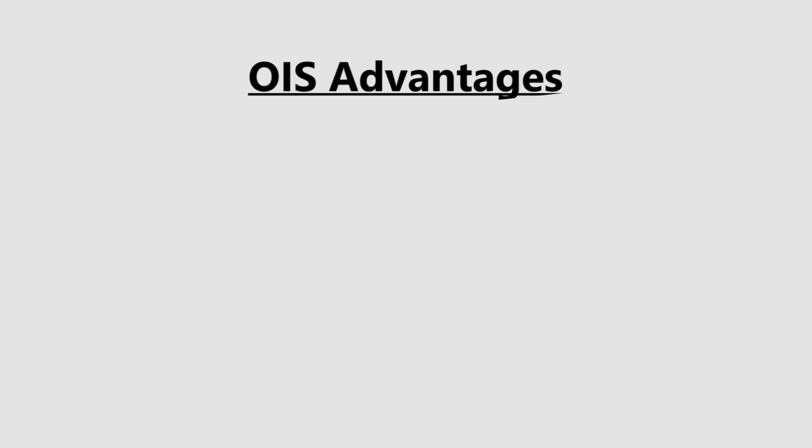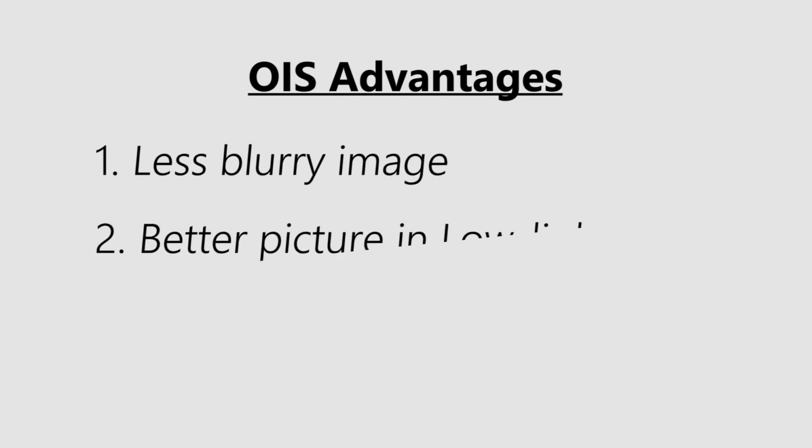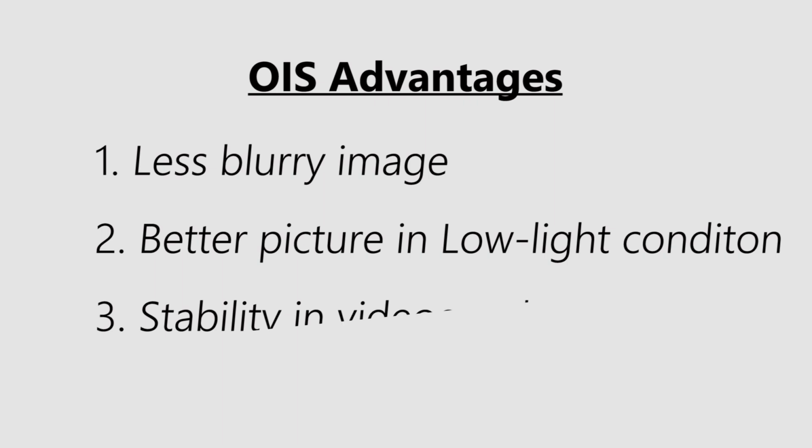So with the optical image stabilization, your picture won't be blurry, number one. Then number two, the optical image stabilization also helps you to take crisp or clearer images even in low light conditions. Then number three, it also helps in videography in terms of stability. So OIS is an important feature that will help your camera to perform very well.